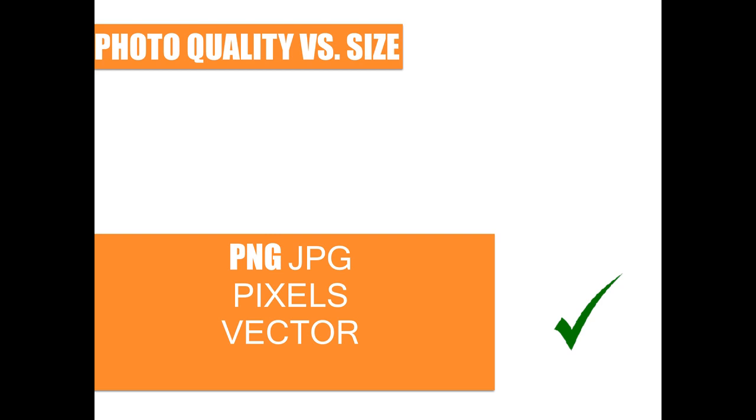So photo quality versus size. There are different types of images you want to put on your videos versus your marketing materials or even your website. Images, not just videos. So the PNG is usually going to have a transparent background, and then JPEG is going to be more of your photo images that people are using.